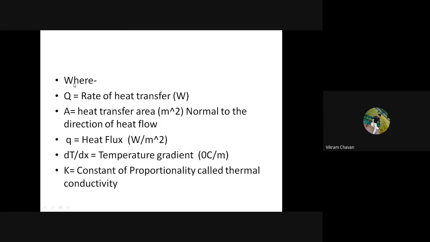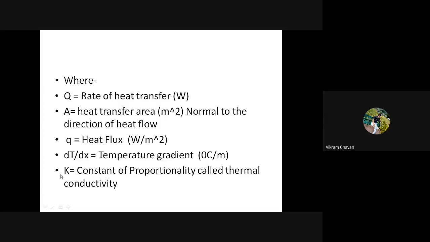Okay, the next one is dt divided by dx, which is called a temperature gradient. Change in temperature with respect to length is called a temperature gradient, and its unit is degree Celsius per meter. Here my degree Celsius symbol is, I think, wrong. You correct it, degree Celsius per meter will be the unit for dt by dx.